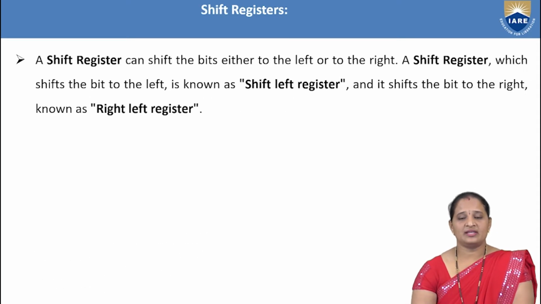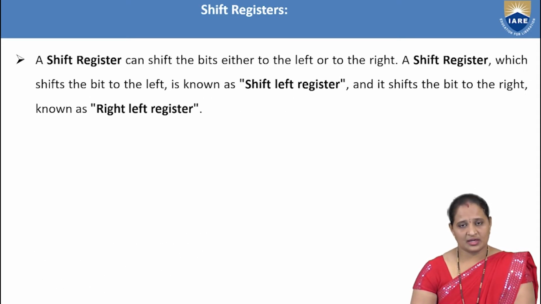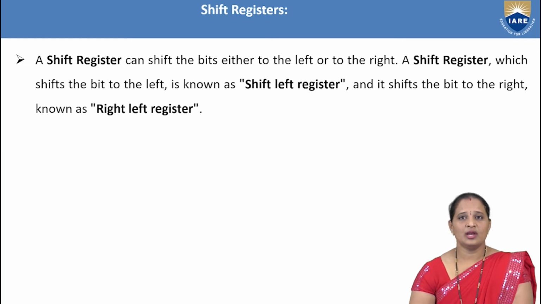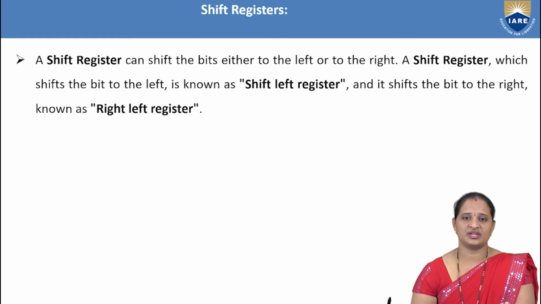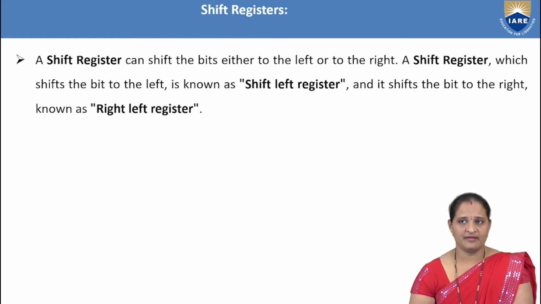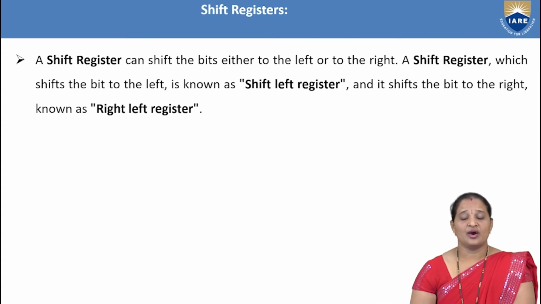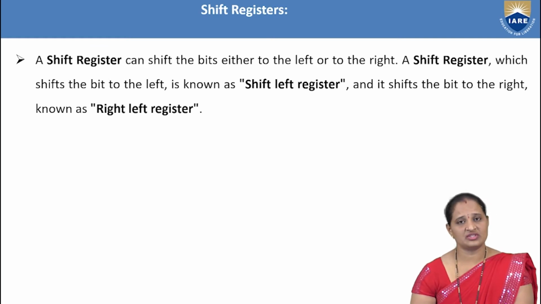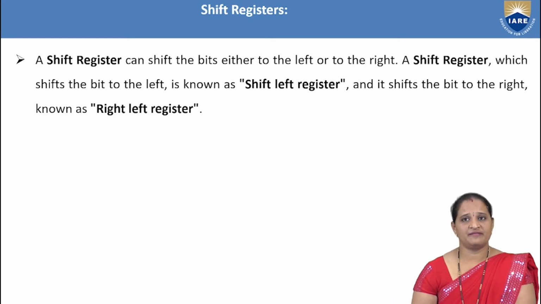So now let us see the shift register. As we all know, the shift register is a type of register in which the data can be shifted from one flip-flop to the other flip-flop. The shifting can be done in either direction, that is from left to right or right to left. And hence, we can have 2 types of shift register basically, that is shift left register and shift right register.